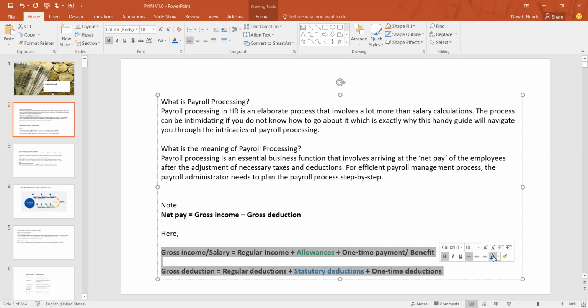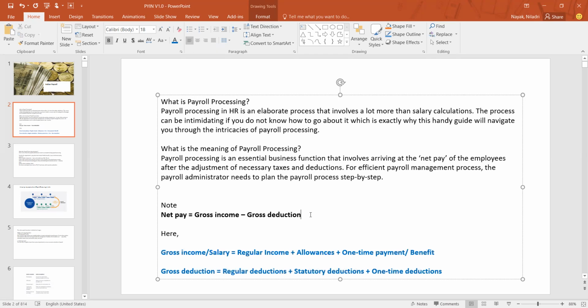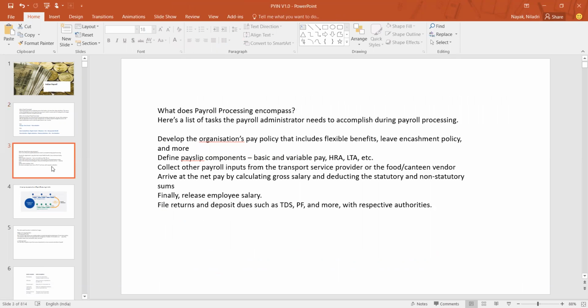So all these are the equation of your payroll. Simply, at a process level, I have explained how this looks, and that is net pay. Now, any questions here before I go to the next one? No, sir, it's clear.